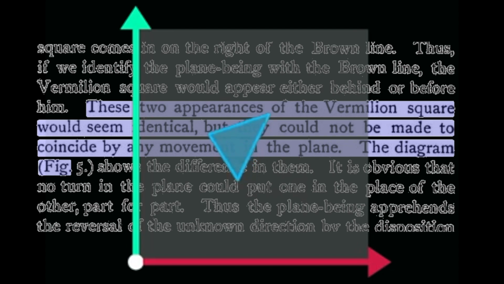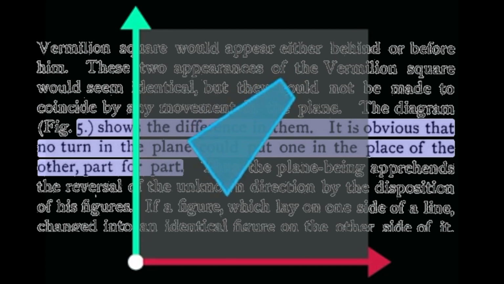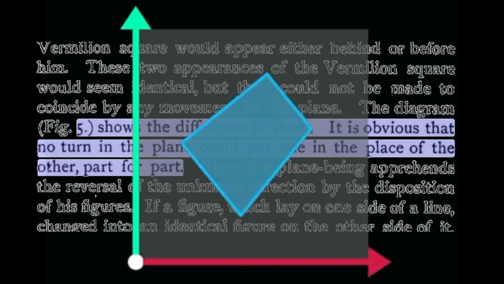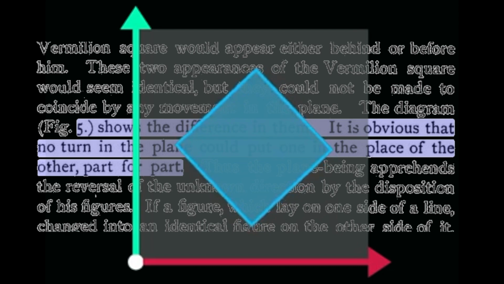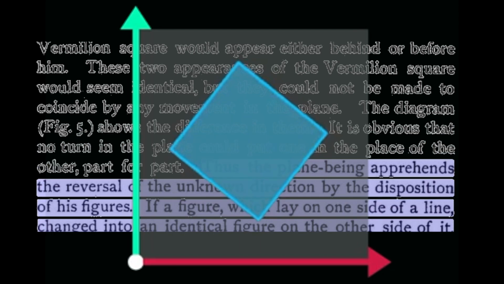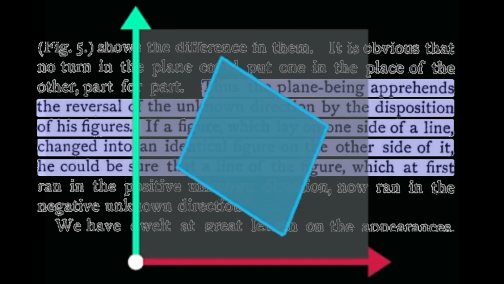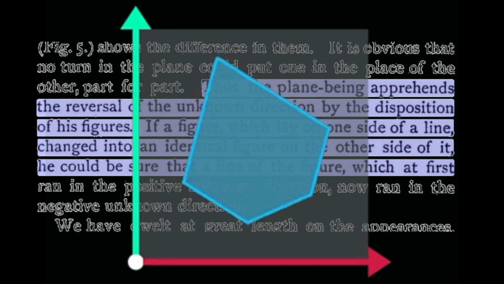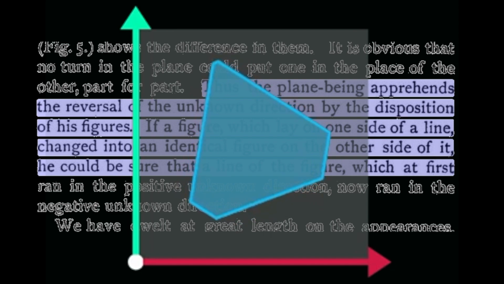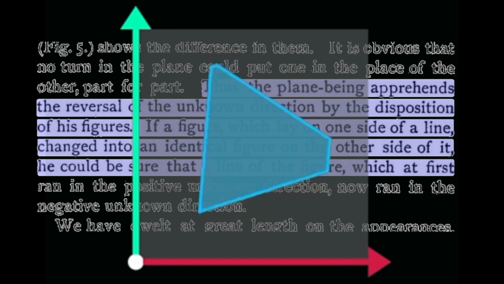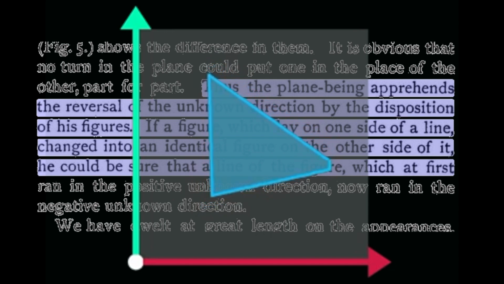The diagram shows the difference in them. It is obvious that no turn in the plane could put one in the place of the other, part for part. Thus the plane being apprehends the reversal of the unknown direction by the disposition of his figures. If a figure, which lay on one side of a line, changed into an identical figure on the other side of it, he could be sure that a line of the figure, which at first ran in the positive unknown direction, now ran in the negative unknown direction.